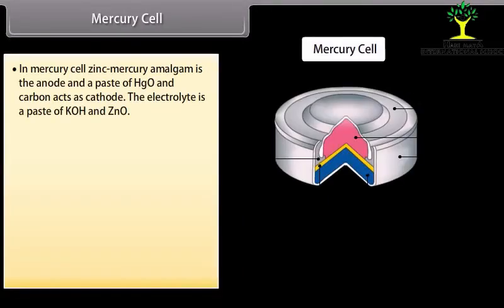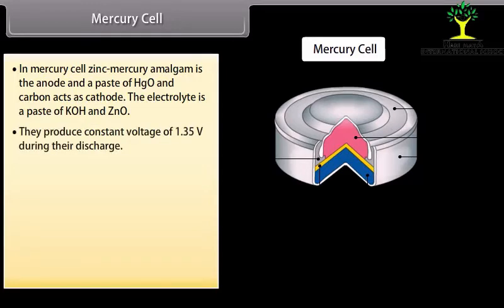Mercury cell. In the mercury cell, zinc-mercury amalgam is the anode and a paste of HgO and carbon acts as cathode. The electrolyte is a paste of KOH and ZnO. They produce a constant voltage of 1.35 volt during their discharge.